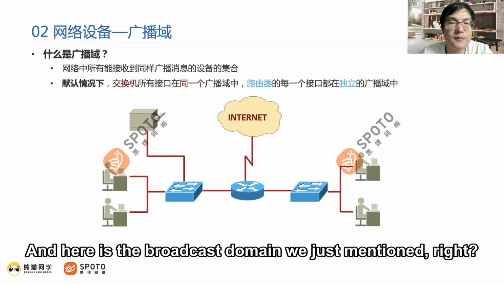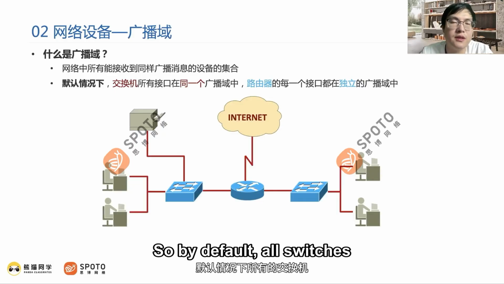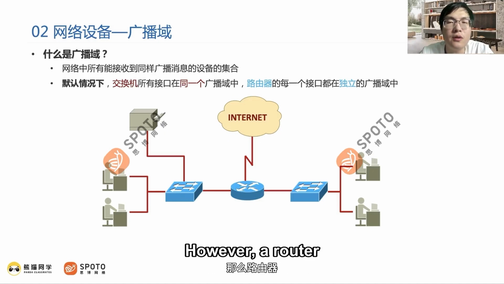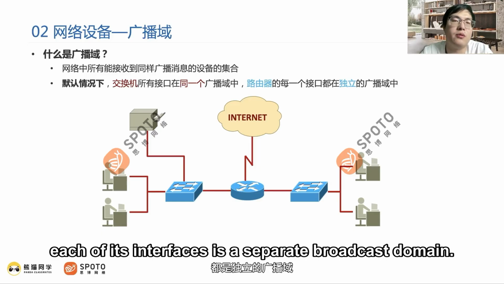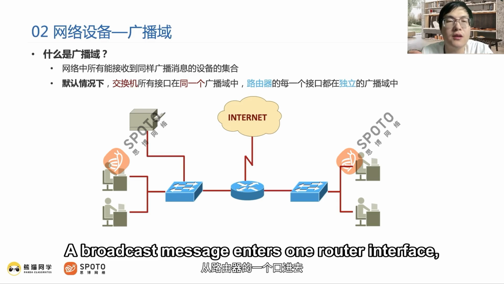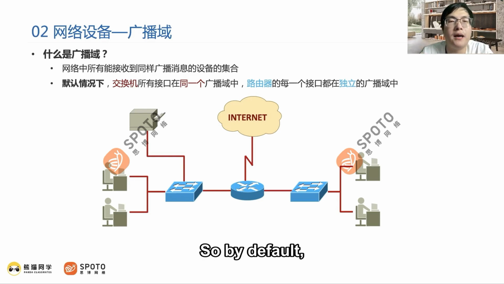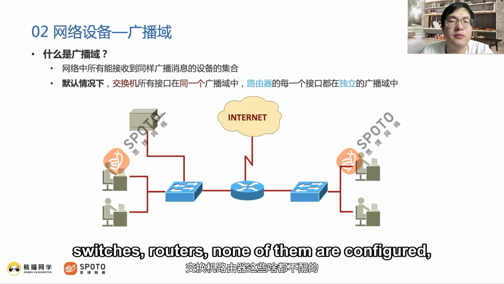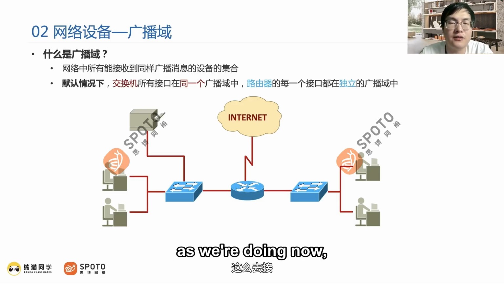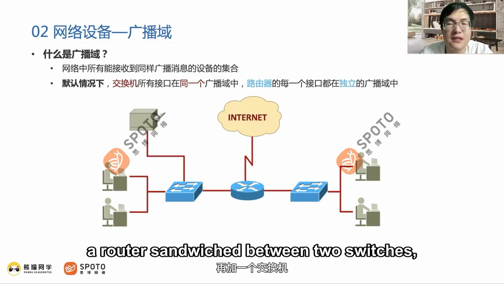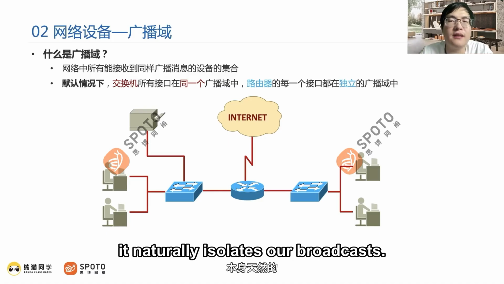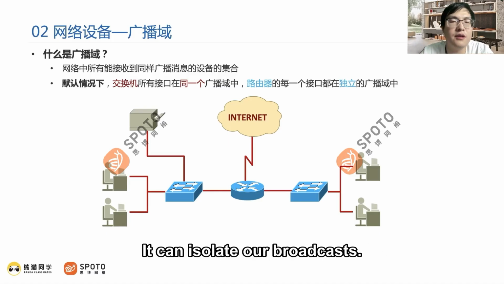And here is the broadcast domain we just mentioned, right? By default, all switch interfaces are in the same broadcast domain. However, a router, each of its interfaces is a separate broadcast domain. A broadcast message enters one router interface, but it won't come out of the others. So by default, if you don't configure these devices at all, switches, routers, none of them, and you just connect routers like this, as we're doing now, a router sandwiched between two switches, then the switches connect to our devices, right? With this connection method, it naturally isolates our broadcasts.